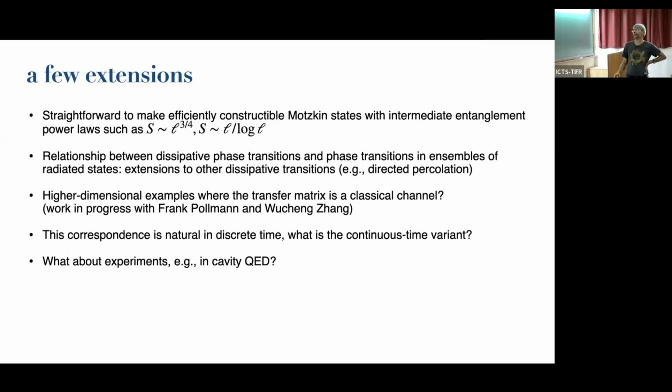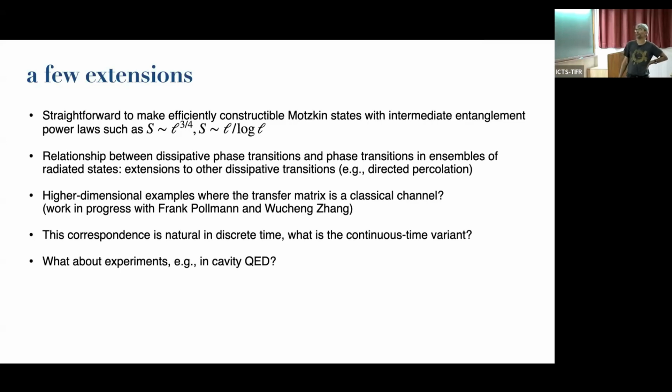So the Motzkin state has entanglement that goes as the square root of L because it corresponds to a diffusive snail, but I can go back to a review article on anomalous diffusion, and it's very straightforward to make an anomalously diffusing snail. And if I do that, I can get easily constructible states with entanglement patterns that go as L to the 3/4 and so on.